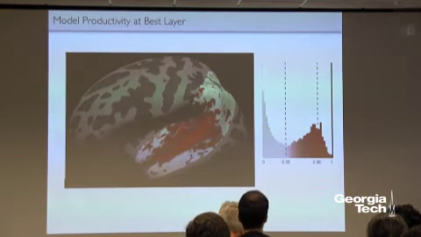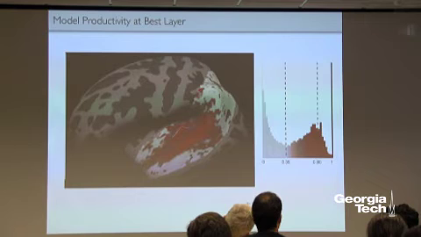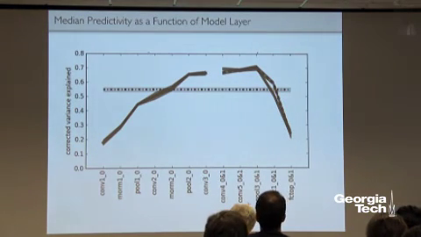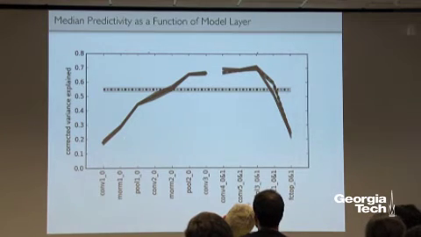Sorry, this is a reliability plot. What this is saying is that the reliable responses are in auditory cortex, and outside of it there's some reliability, but significantly less, okay? If you look at median predictivity as a function of model layer, you see it peaking in the slightly later regions of the model.